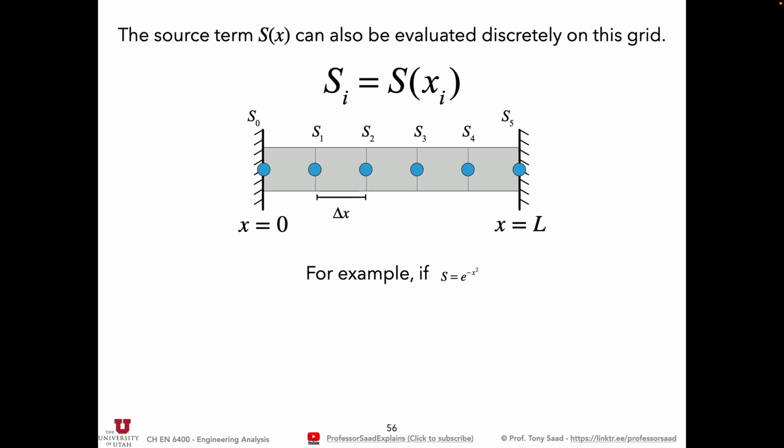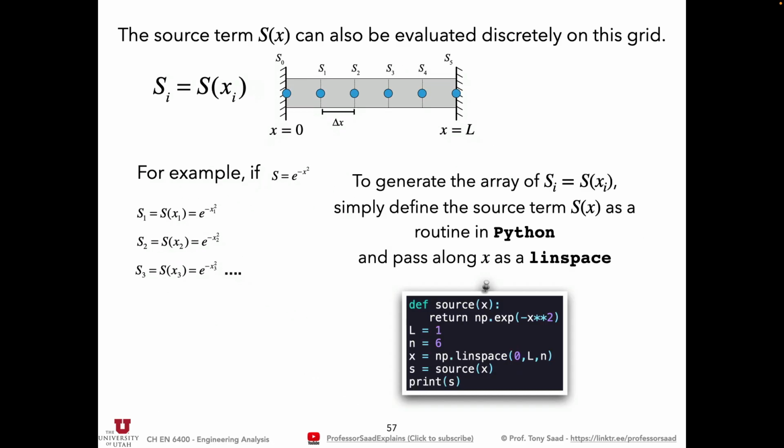So for example, if S is equal to e to the minus x squared, then simply S1 is S of x1, and that's e to the minus x1 squared. What is x1? It's what we built in the linspace just a minute ago. S2, same thing, e to the minus x2 squared, and so on and so forth. Now, I need to generate an array of S values because this is going to be a system of equations. I need to know S at every point because for each equation there's going to be an S value.